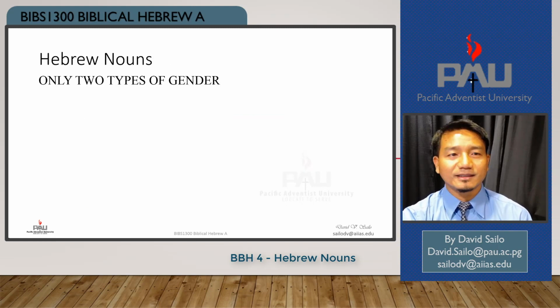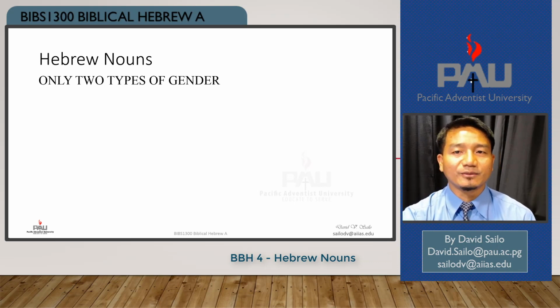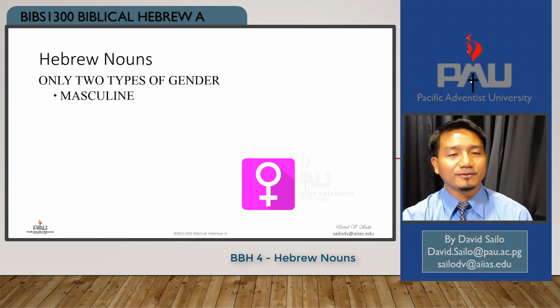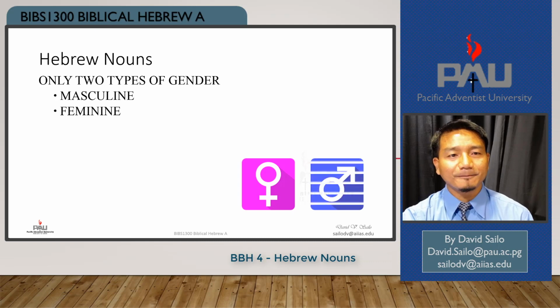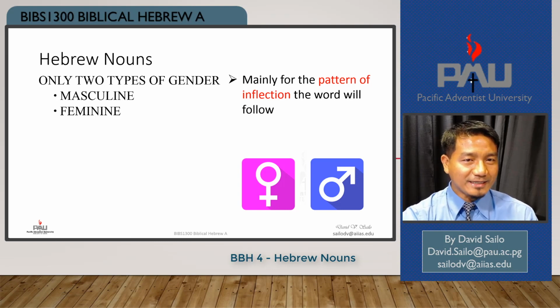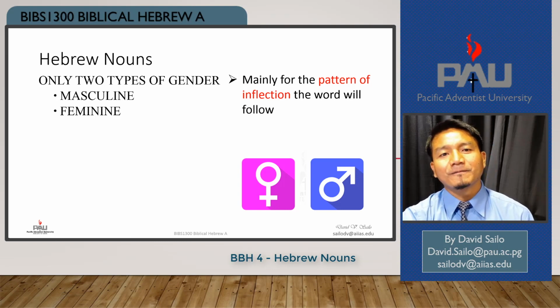Let's look at the type of gender. In English, we say that we have masculine, feminine, and neuter. But here in Hebrew, we have only two types of gender, masculine and feminine. Mainly, these are not really talking about the real gender of the noun or the item that the noun signifies. These are mainly for pattern of inflection.